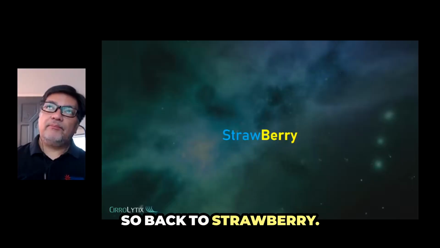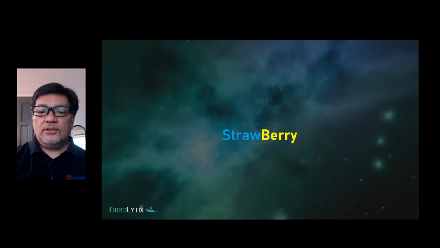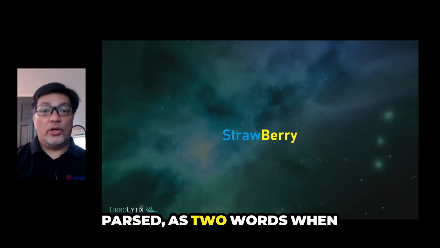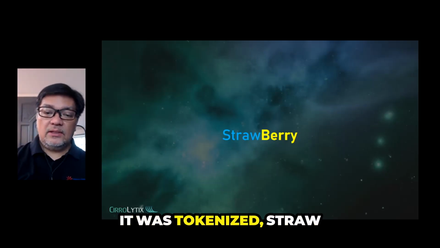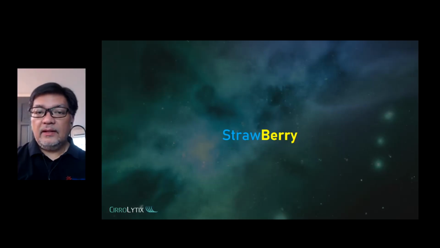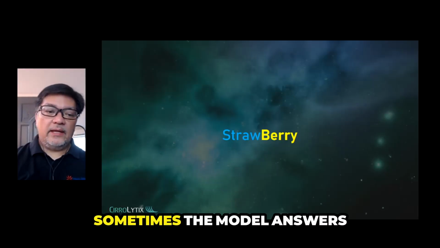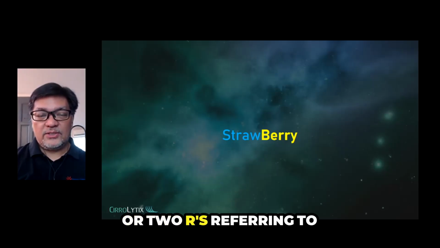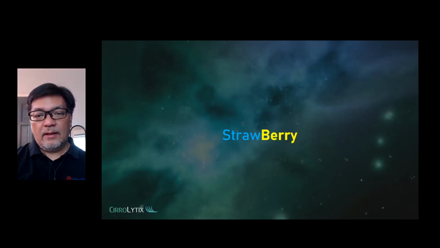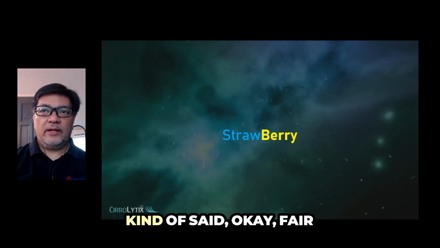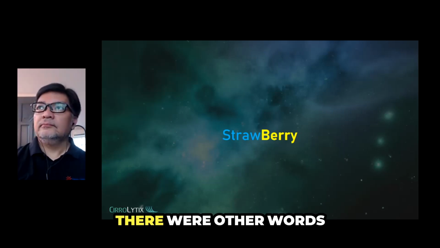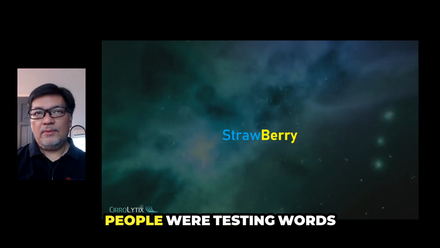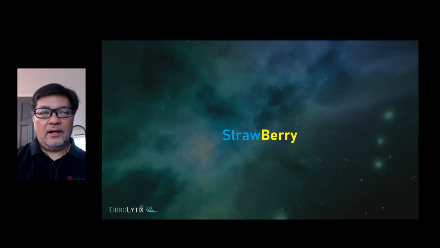So back to strawberry. The explanation was strawberry was actually parsed as two words when it was tokenized, straw and berry. And this causes the confusion with the question. Sometimes the model answers one, referring to straw, or two R's, referring to berry. And for a while, people kind of said, okay, fair enough. There were other words like Mississippi. People were testing words about how many R's there are in other words.